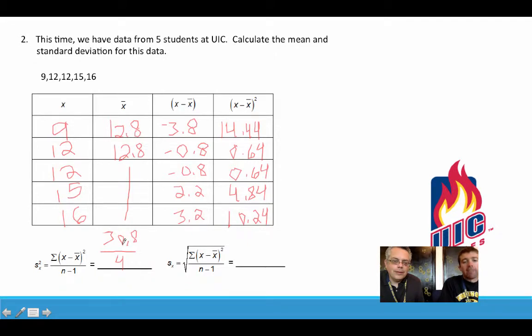It comes to 30.8. All right, and I've already written in, we're going to divide that by n minus 1. So we had 5 data values, so that'll be 4. 7.7. Yeah, that's 7.7. I'm sorry, I'm getting ahead.